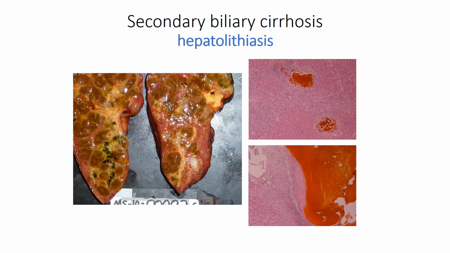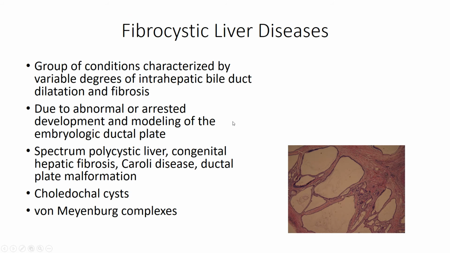And this is just an example of secondary biliary cirrhosis due to hepatolithiasis. Here you see large nodules, smaller nodules, very cholestatic gross picture. And then fibrocystic disease are a group of conditions characterized by intrahepatic bile duct dilatation, such as this. And this is due to an arrested development of the embryologic ductal plate. There's a spectrum, polycystic liver, all the way to Caroli's disease, and also von Meyenburg complexes.